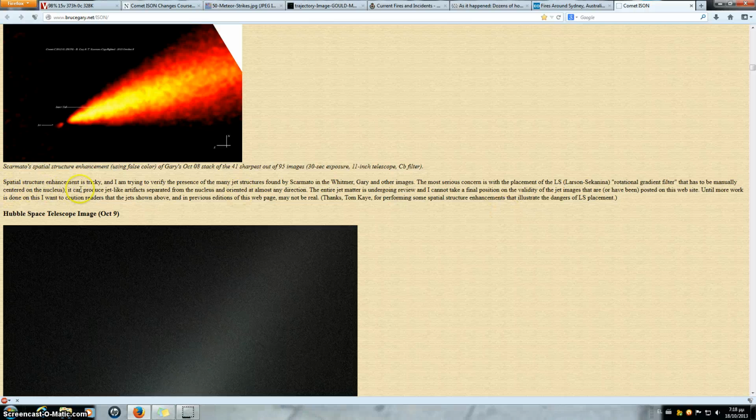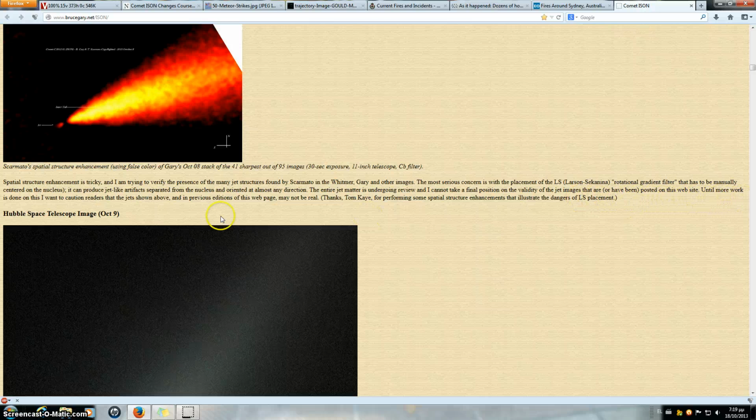Spatial structure enhancement is tricky, and I am trying to verify the presence of the many jet structures found by Scarmato in the Whitmer, Gary, and other images. The most serious concern is with the placement of the LS Larsen-Sekanina rotational gradient filter. That has to be manually centered on the nucleus. It can produce jet-like artifacts separated from the nucleus and oriented at almost any direction. The entire jet matter is undergoing review, and I cannot take a final position on the validity of the jet images that are or have been posted on this website.